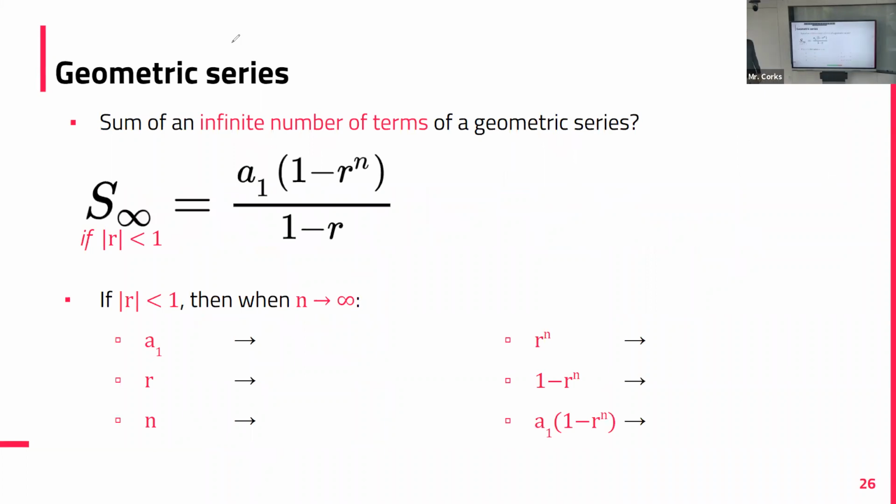So let's look at our formula, the same thing we did for the other one, and see what will happen. So down here on the left, these are all the same as last time. So if our absolute value of R is less than 1, if n approaches infinity, A1 is still A1, R is still R, n is approaching infinity. But this part on the right is the key part to remember here. So R to the exponent infinity will approach what? If our absolute value of R is less than 1.